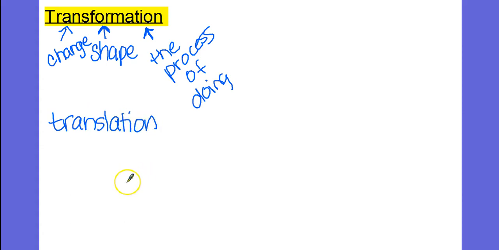So there's that ation again, the act of translating. Okay, what is a translation? Well, a lot of times we'll call it a shift or a slide. So today we will be just sliding the parent function or shifting it to a new location. It just means relocate. That's all a shift is. It's a relocation. So that's one.